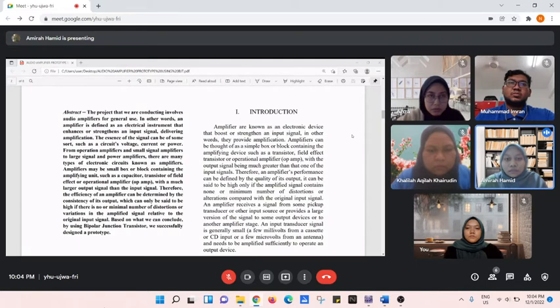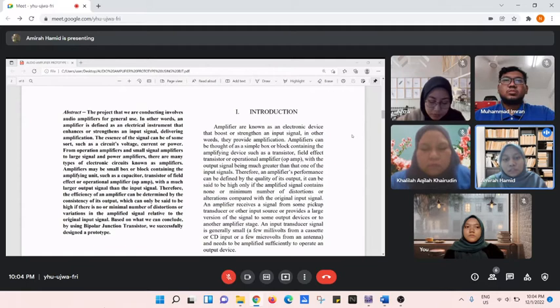An amplifier receives a signal from some pickup transducer or other input source, and provides a larger version of the signal to some output device or to another amplifier stage.